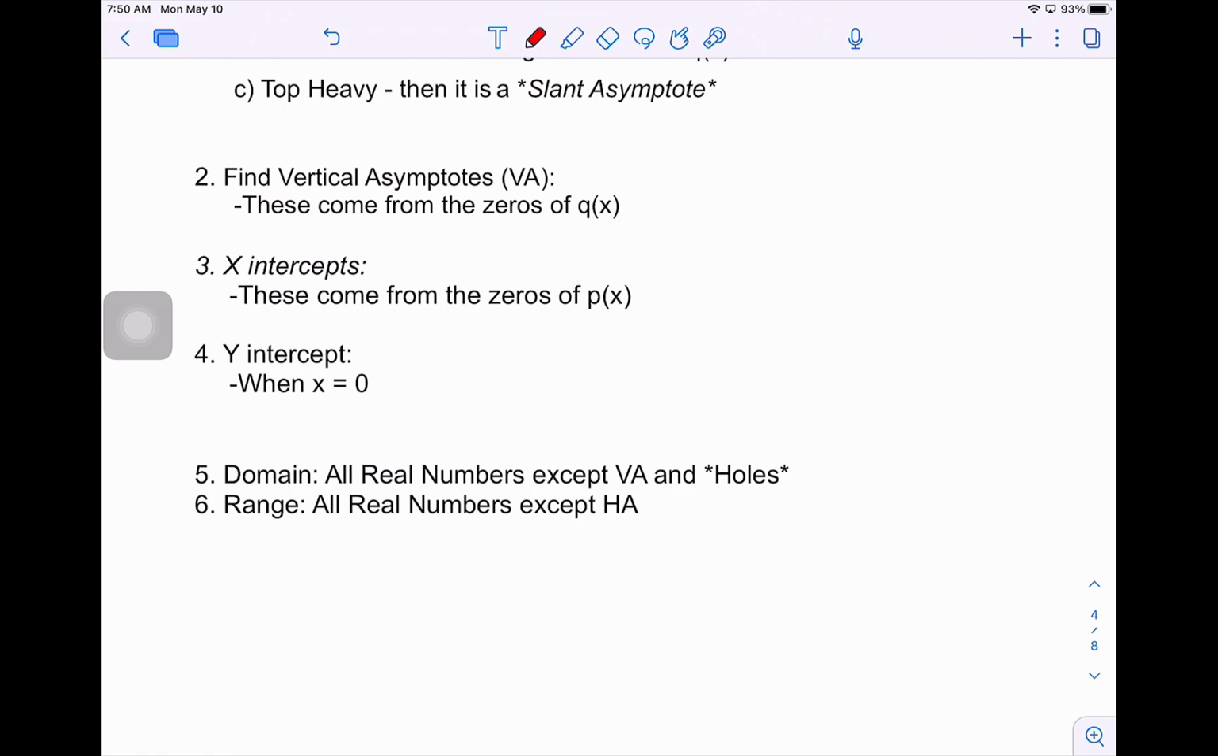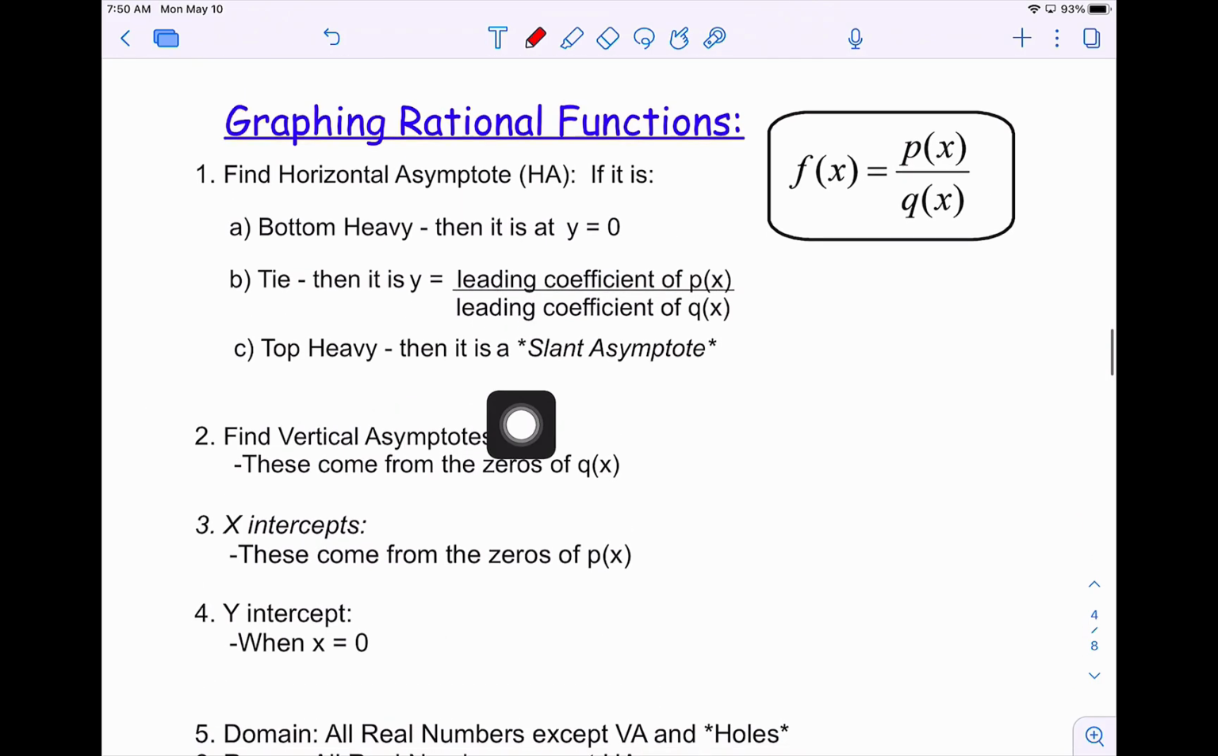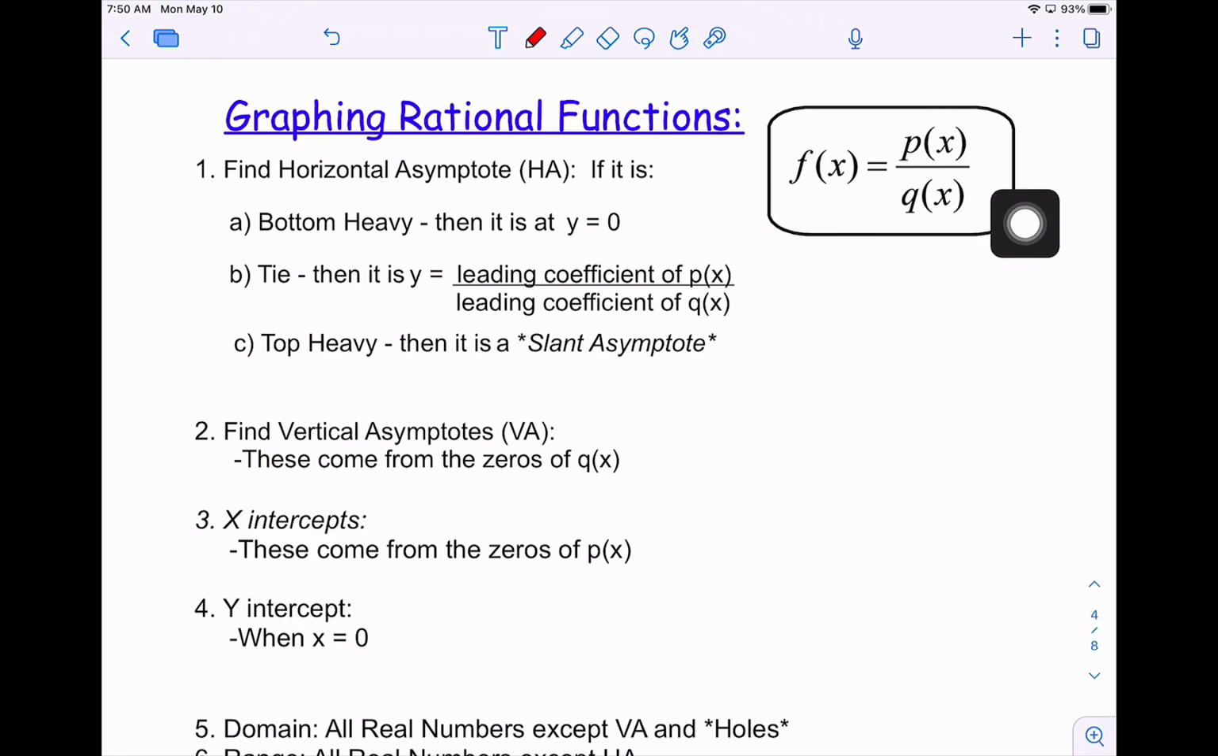X and Y intercepts go right back to what we've talked about since chapter 1, all the way back to the beginning of the year. X intercepts are always when Y equals 0. Y intercepts are always when X equals 0. Now, one thing to keep in mind, just as a quick heads up, when we talk about these X intercepts, we said that's when Y equals 0.